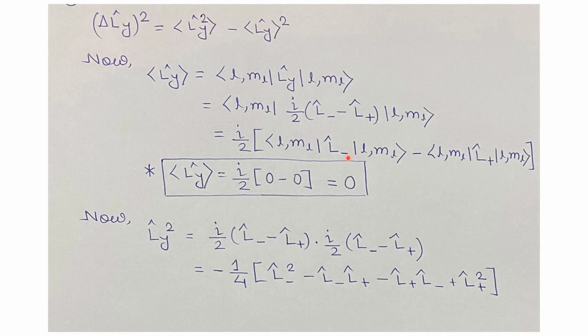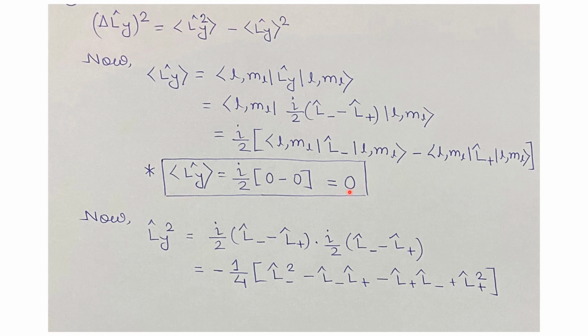Now the L minus operator operating on the state L, ML lowers the state and gives the state L, ML minus 1 with some prefactor. But because of the orthogonality, the inner product of the L, ML state with L, ML minus 1 will give 0. Similarly, for this case also we will get 0. So it will be i by 2 times 0 minus 0. So essentially the expectation value of the Ly cap operator will be 0.